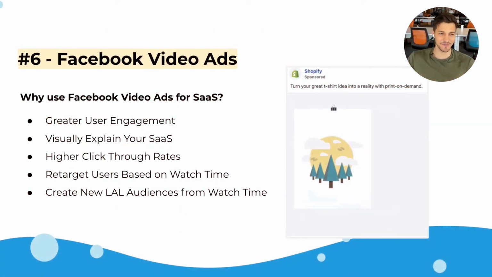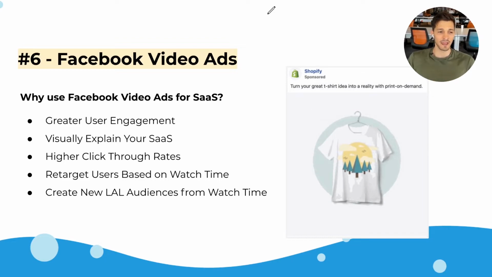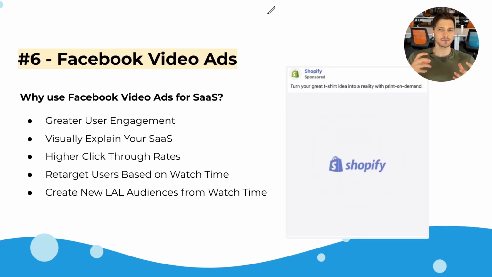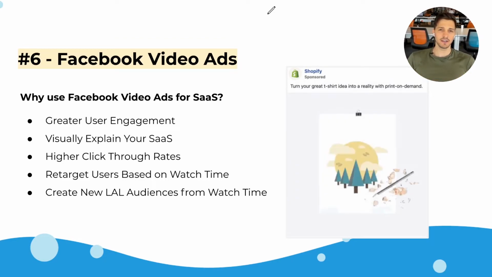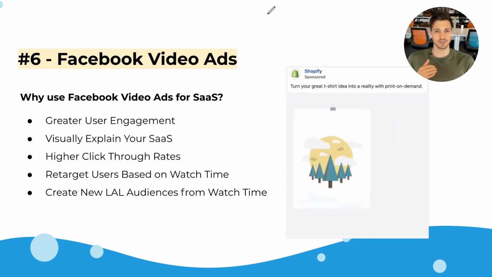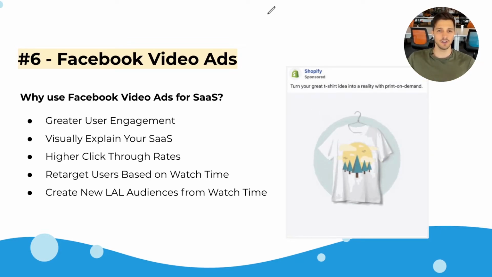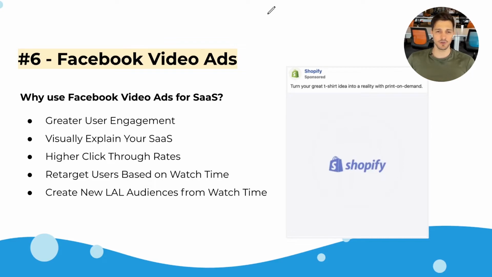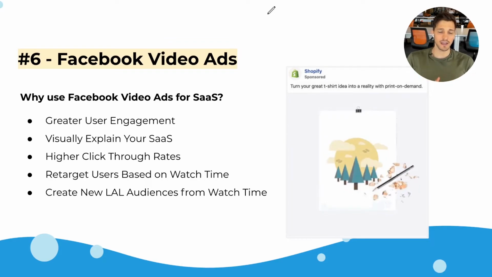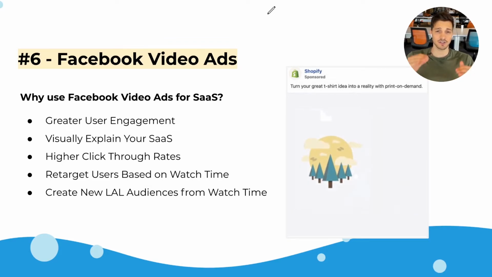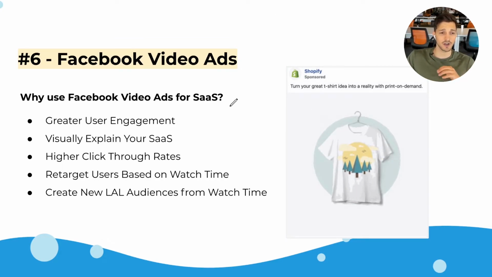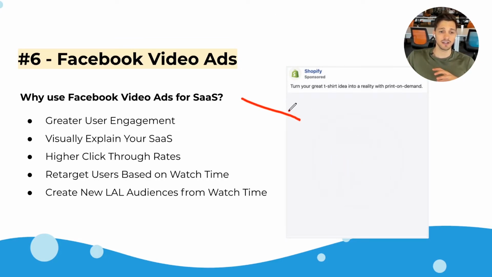This one's kind of obvious too, but Facebook video ads are really good for software, mostly because it's sometimes hard to visually explain the solution your software as a service provides without a video, without a quick 7-second video graphic. You can really convey a lot more information in 7 seconds, so you can't just have a stock image. So I highly recommend software companies trying out video ads a lot more.